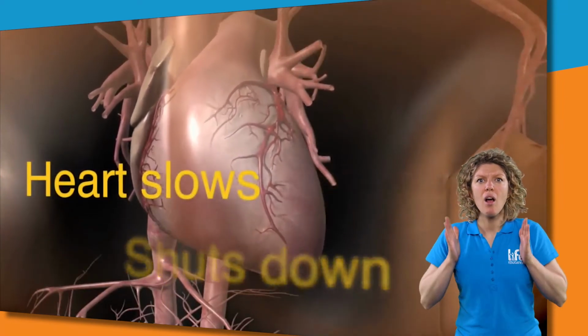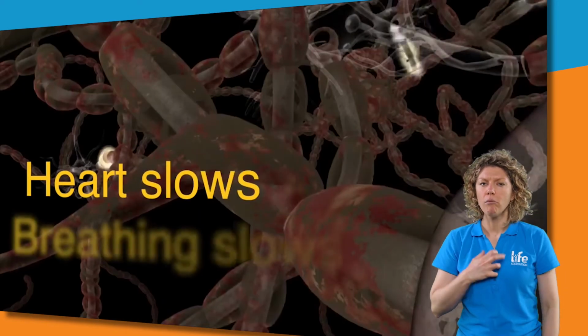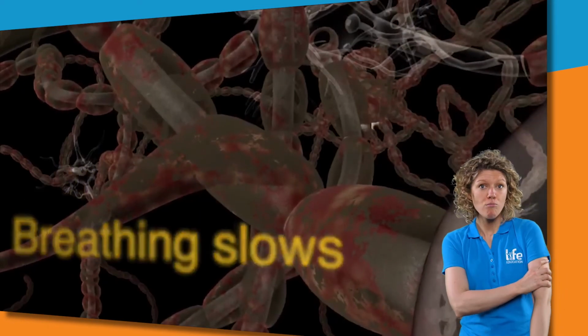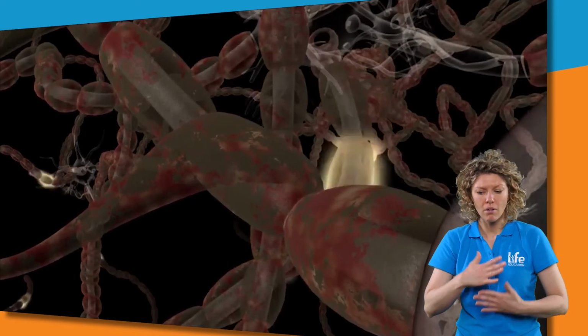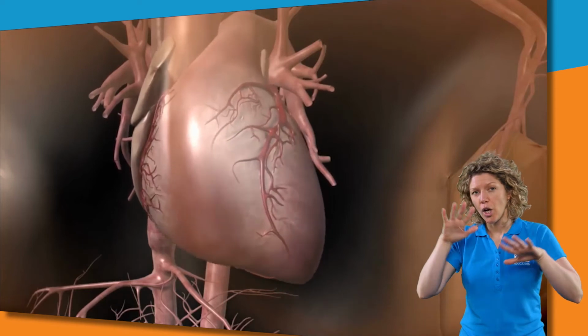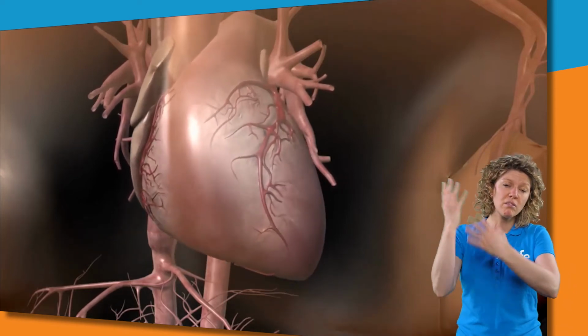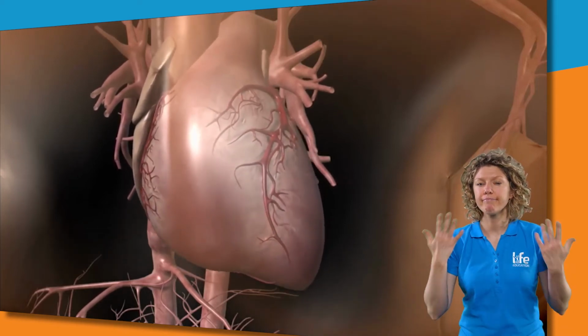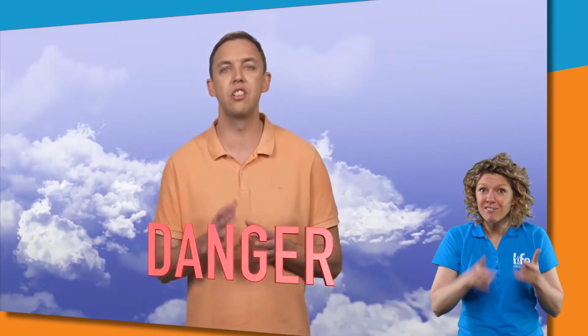The heart beats slower, blood pressure goes down, breathing gets slower. The person becomes uncoordinated, confused, and may lose consciousness and stop breathing. They may go into a coma and even die. This makes these drugs especially dangerous in terms of the risk of overdose, which is having more than the body can cope with.